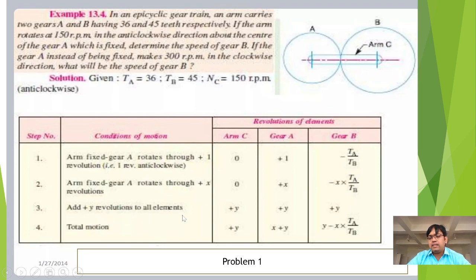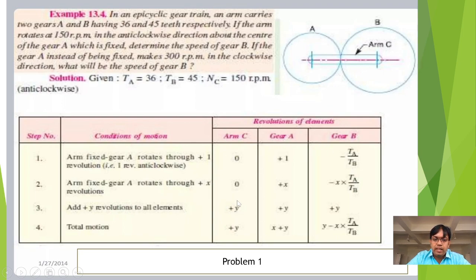Now, in the third case, we assumed the arm C to be fixed. In the other case, you can fix gear A, and arm C can be rotated also. Therefore, it is better to add revolutions for the arm also. Instead of that, if we add plus y revolutions to all the elements, nothing will happen mathematically. Therefore, we add plus y revolutions to all the elements. What are the elements here? Arm, gear A and gear B.